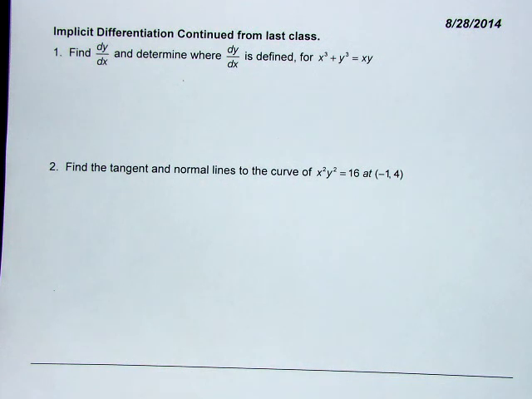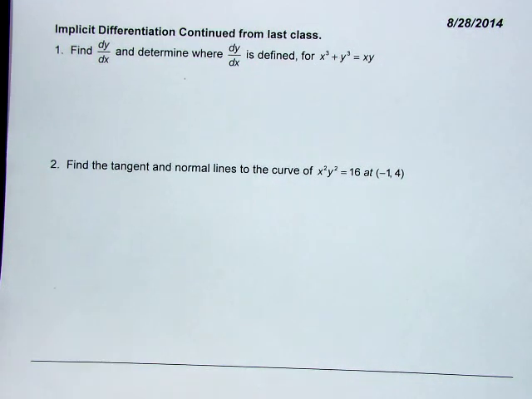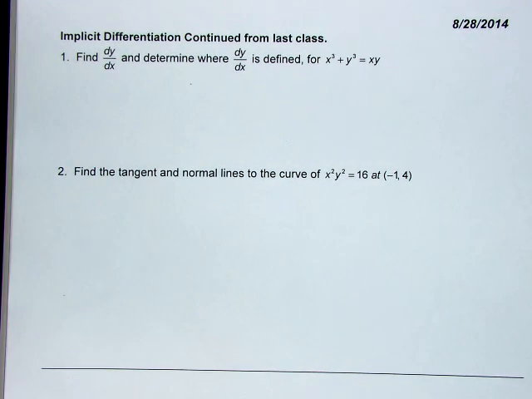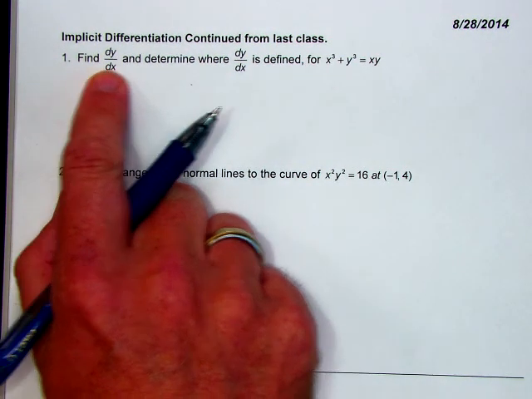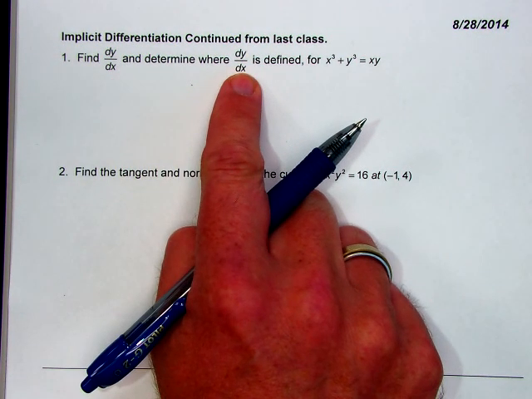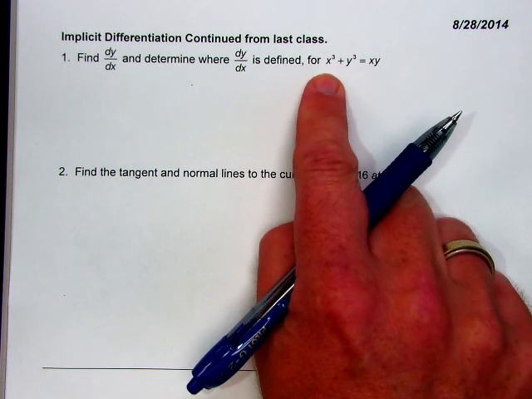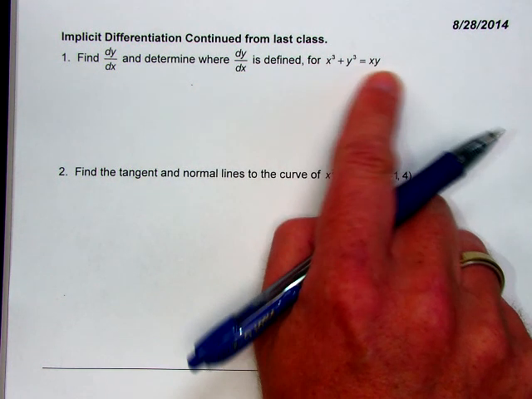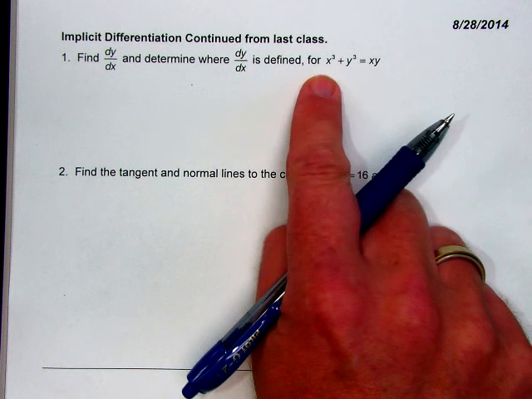Okay, so we're going to do the first part here, which is implicit, which is what we started last time. So we're going to find dy/dx and determine where it is actually defined. There are a lot of points on here. By the way, you cannot get y by itself, so we have to do it implicitly.